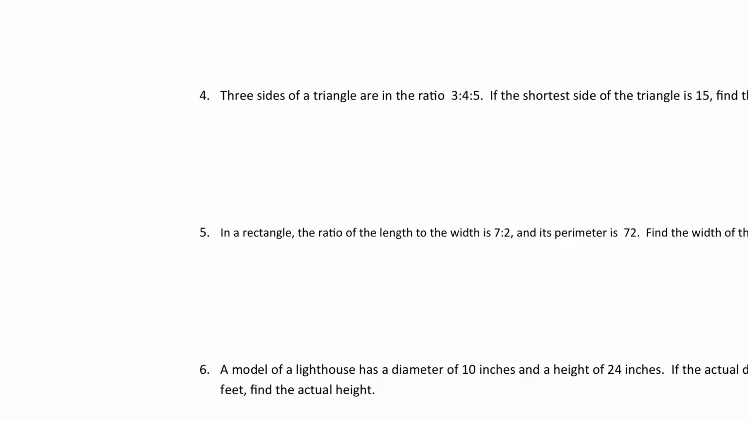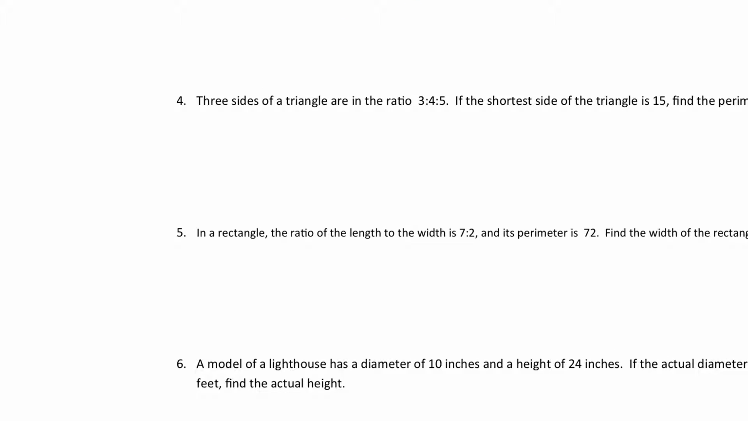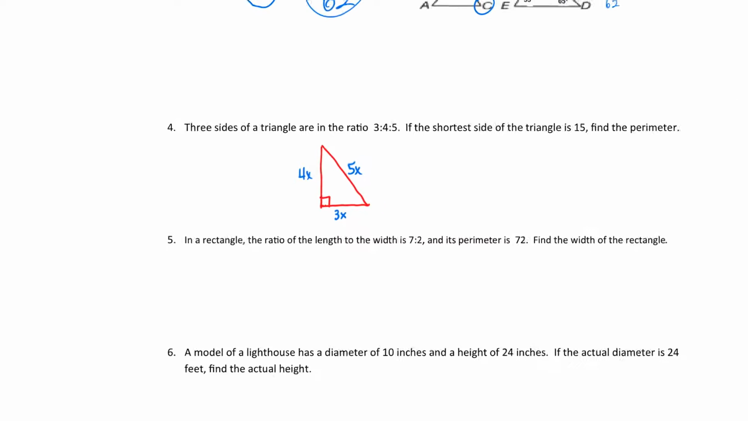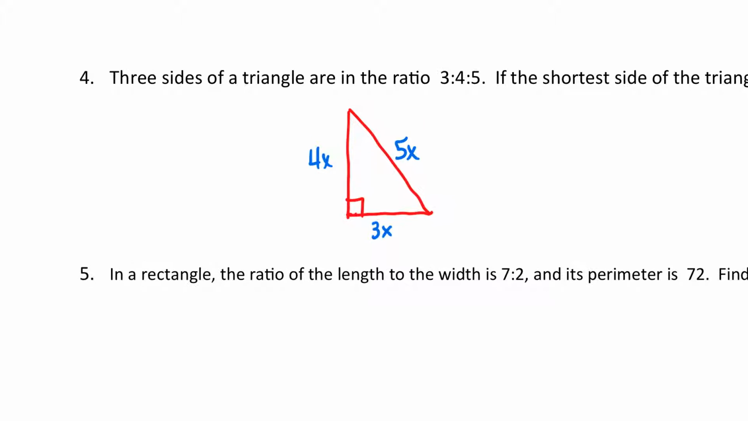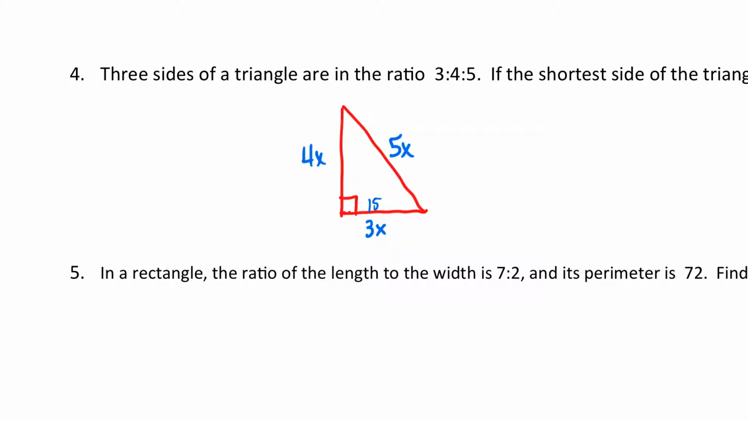Okay, the 3 sides of a triangle are in the ratio of 3 to 4 to 5. So for every 3 parts on that side, it's 4 parts on this side and 5 parts on this side. The sides are in a ratio of 3 to 4 to 5, and the shortest side is 15. So the 15 is going to match up to which one of those? The 3, right?